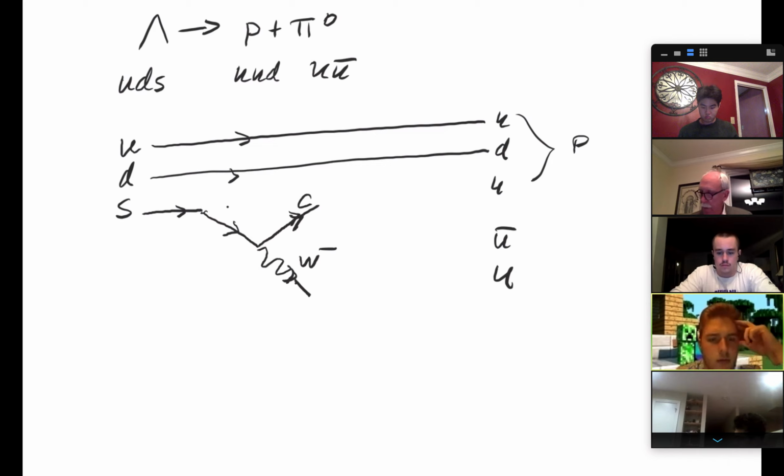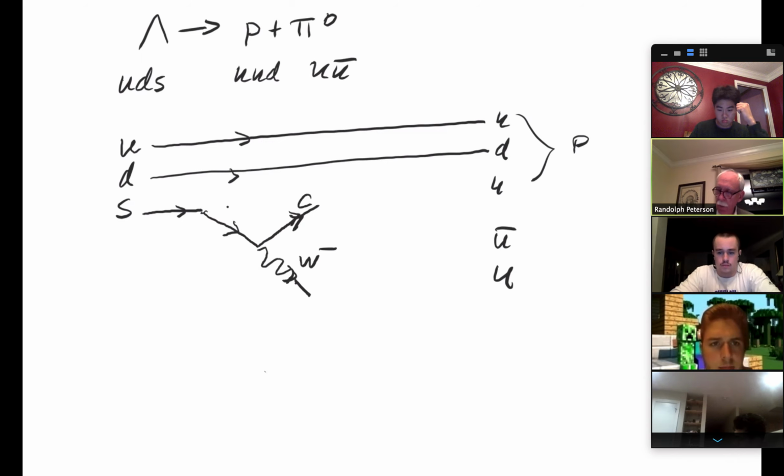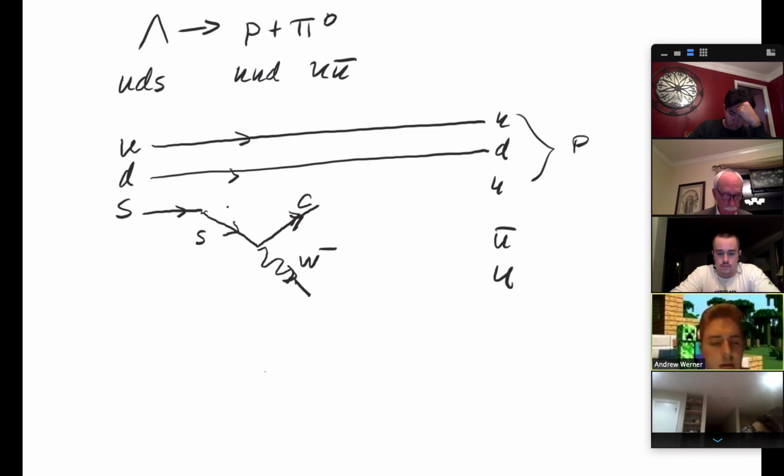So how do we know when to turn that S, I guess, into the anti-U? Like, where does that C and W minus come along? What can we refer to know that? You would have to have these branching. Okay, so there's nothing obvious about this. Okay.